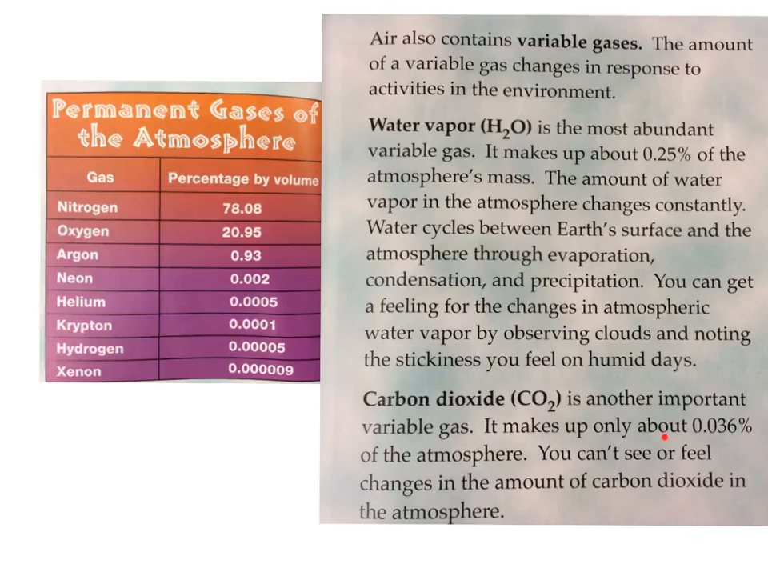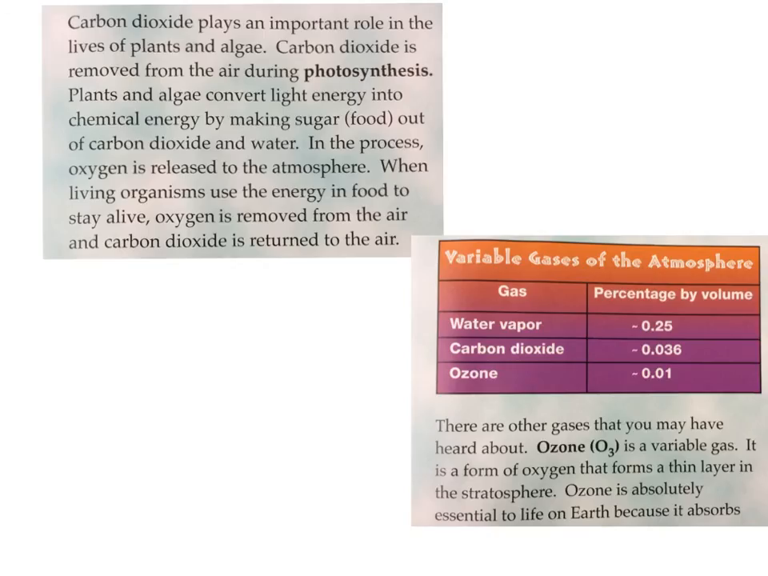Carbon dioxide is another important variable gas. It makes up only about 0.036% of the atmosphere. You can't see or feel changes in the amount of carbon dioxide in the atmosphere. Carbon dioxide plays an important role in the lives of plants and algae. Carbon dioxide is removed from the air during photosynthesis. Plants and algae convert light energy into chemical energy by making sugar or food out of carbon dioxide and water. In the process, oxygen is released to the atmosphere.